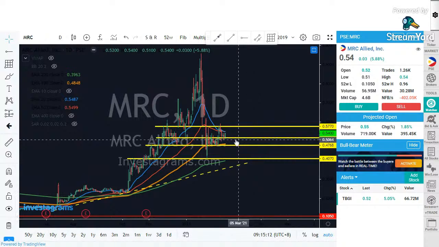If these two horizontal supports break for MRC, of course, it will go back to the next support line below, which corresponds with the exponential moving average 200. So we'll see if there's a breakup of this resistance line. So for me, as I said, the general opinion, I will wait for the price to go back above all the exponential moving averages.